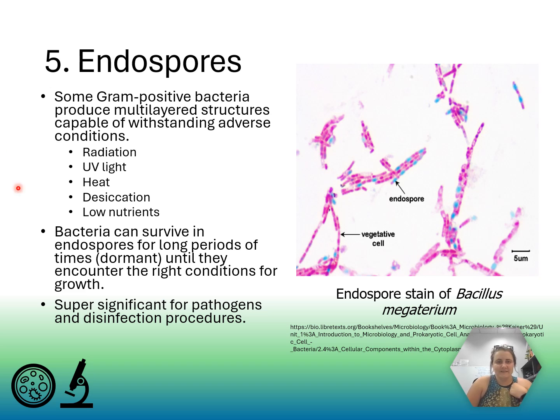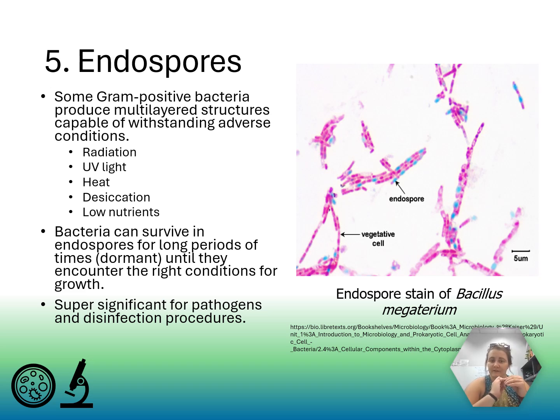Number 5 is endospores. So some gram-positive bacteria in particular produce multi-layered structures that are capable of withstanding adverse conditions. So these are endospores that are shown in this picture, and they're kind of hard to see. But basically, it's a survival mechanism for the cell. So if the cell is exposed to radiation, UV light, heat, desiccation, low nutrients, any of those scenarios could cause a bacteria to produce endospores. And it's basically a structure not really well studied, honestly. We're still learning more about it. But it allows bacteria to survive for long periods of time in a dormant state until they encounter the right conditions for growth. So it's a survival mechanism.